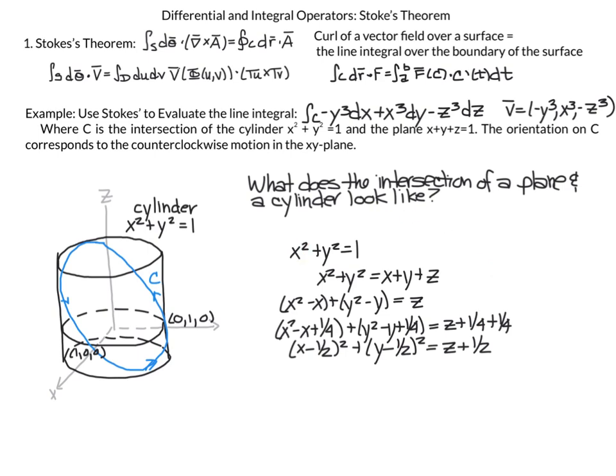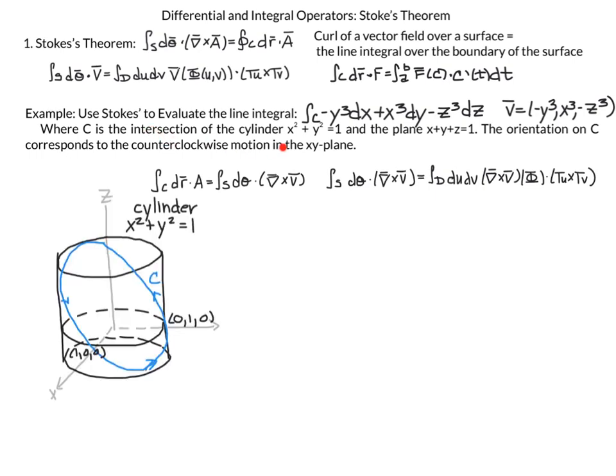And so here is what I looked at. Our cylinder was x squared plus y squared equals 1. Our plane was x plus y plus z equals 1. So I looked to see what their intersection is. So I set them equal. My x squared plus y squared was equal to my plane, x plus y plus z. And from there you can see algebraically what I have is this ellipse: x minus 1/2 squared plus y minus 1/2 squared equals z plus 1/2. But I actually don't need this equation, but I do have the ellipse.